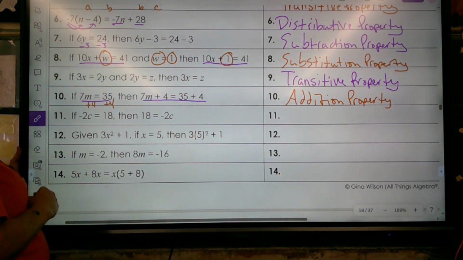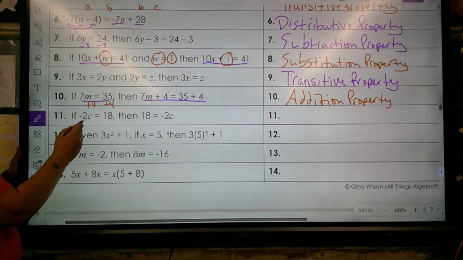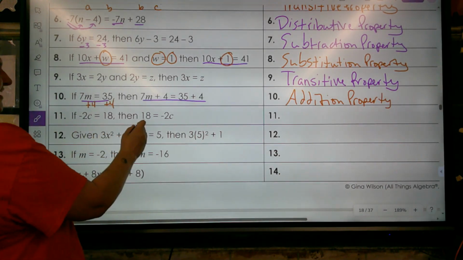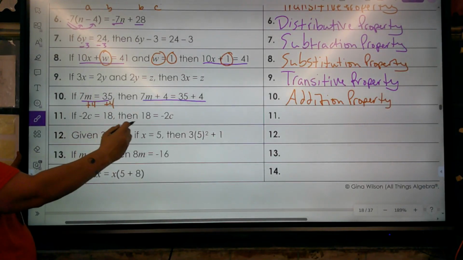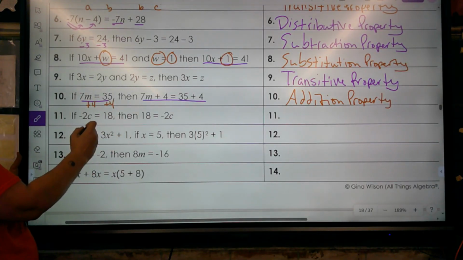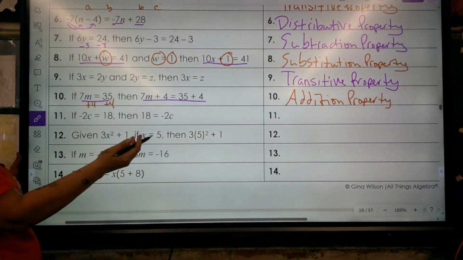Same with 11. If negative 2c equals 18, then 18 equals negative 2c. They're equal, but not identical. So symmetrical.